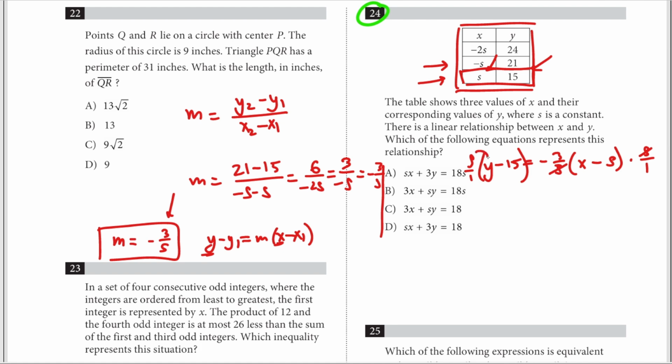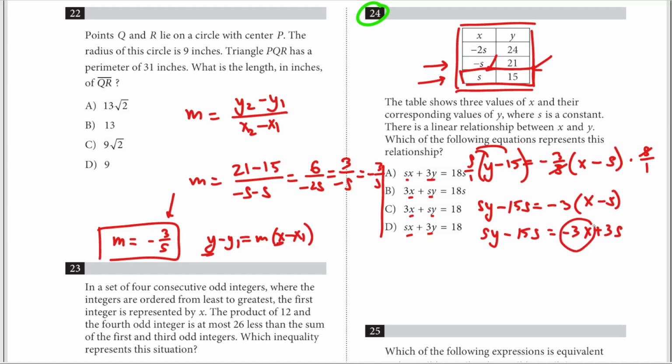So let's multiply s into this y minus 15. You get sy minus 15s is equal to negative 3 times x minus s. Now expand the bracket. So sy minus 15s is equal to negative 3x plus 3s. And you see how it's like xy on one side for all of these. So let's just bring the x here by adding 3x to both sides.